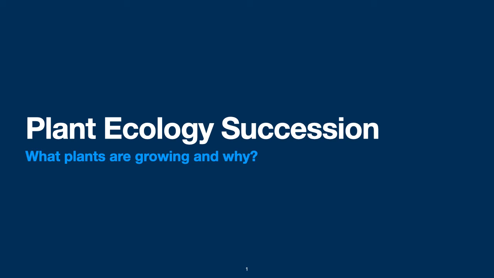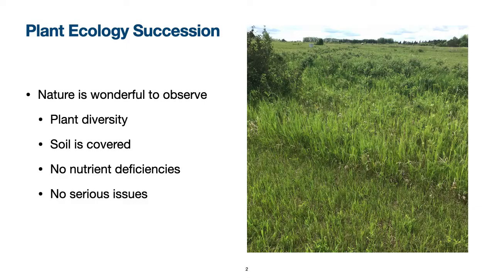I'm Kevin Elmy. In this presentation, we're going to be talking about plant ecology succession, what plants are growing and why. When we observe nature, nature has a beautiful system designed because when we look at a native stand of plants, we see lots of plant diversity. We see that that soil is covered. We don't see any nutrient deficiencies, and we don't see any other serious issues like disease outbreaks.